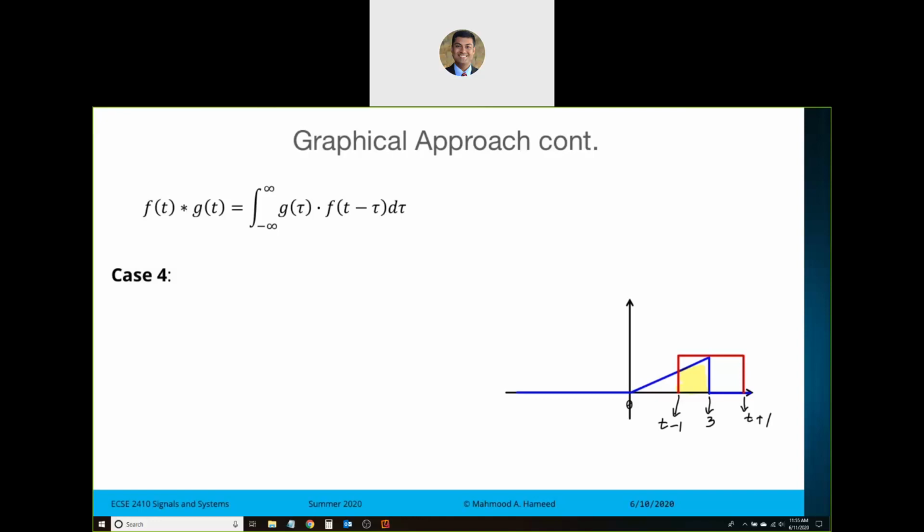What would that be for? It will be for 2 seconds. 2 less than t less than 4. F convolved with g is going to equal integration from t minus 1 to 3, corresponding to that limit there and that limit there, followed by 1 multiplied by tau divided by 3 d tau. And if you plug in the numbers, evaluate, simplify, I'm just going to write the result here. T squared minus 2t minus 8 divided by 6.